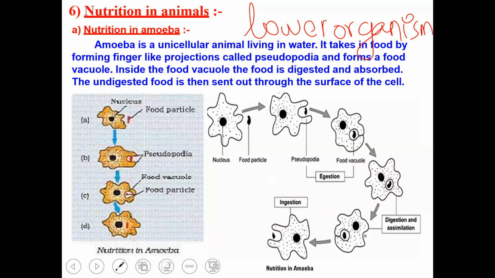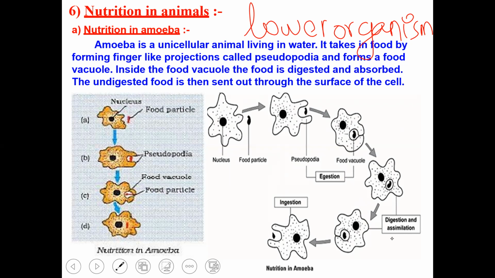So first what happens here? The food particle will come. Next, pseudopodia. This process is called ingestion. Then this is called digestion. Here the waste will go out. It is called egestion. Egestion means excretion. So ingestion, digestion, absorption, assimilation, egestion. These are the steps of normal digestion.